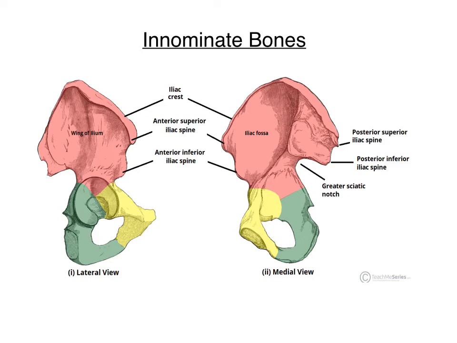Inferior means below, superior means above. So you can see two projections in the front, which are called rami, the superior ramus and the inferior ramus. Here the inferior rami meet together, and that part is called the pubic arch.